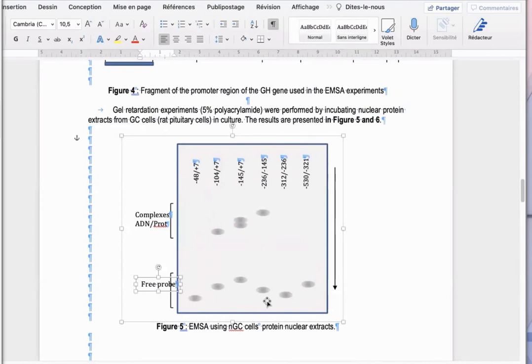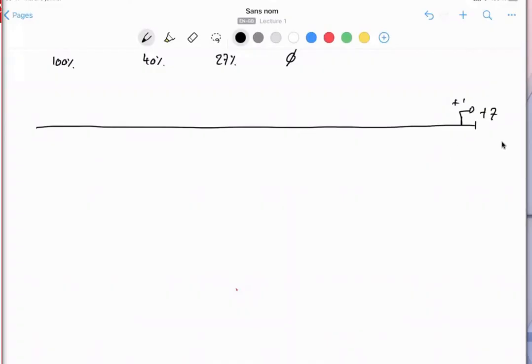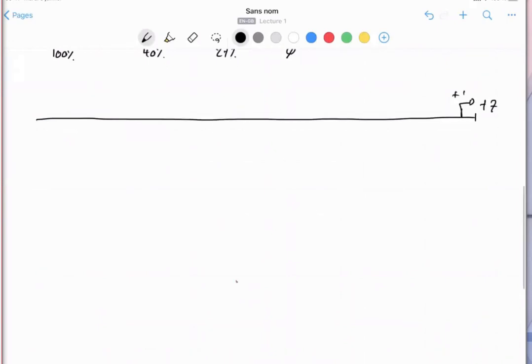So I need to draw back a bigger region of the promoter. So this is the +1, this is our reference, this is the +7. So first of all, they used the fragment, okay, sorry, because I was drawing and I wasn't sharing my screen. Okay, so you see the whiteboard? Yeah, okay. So we're going to look.